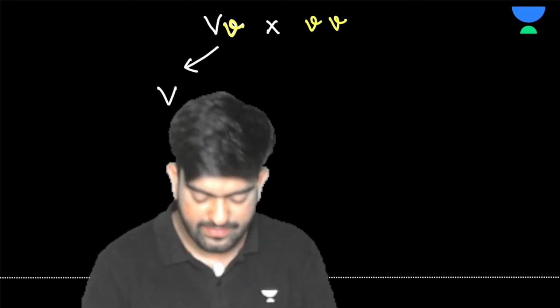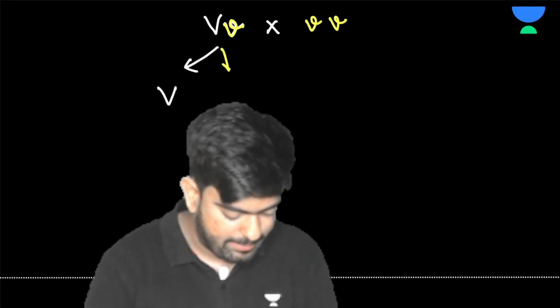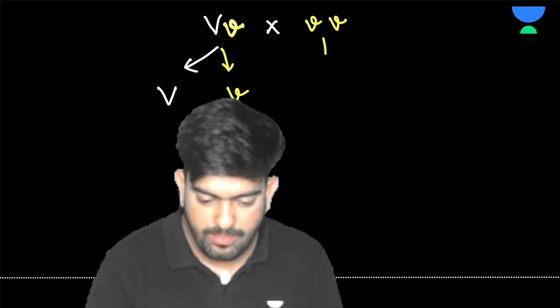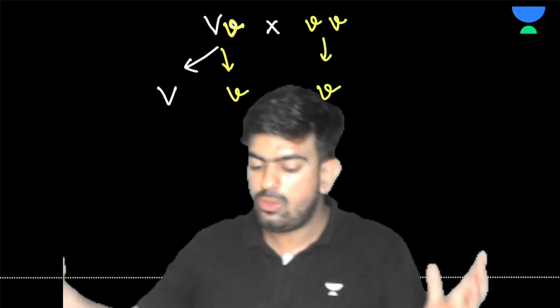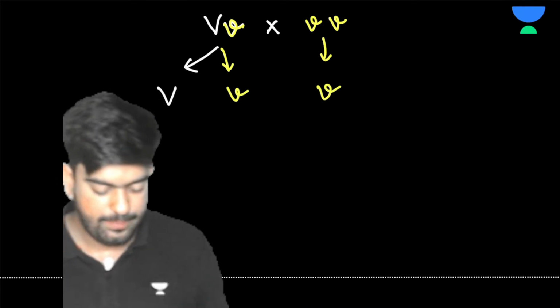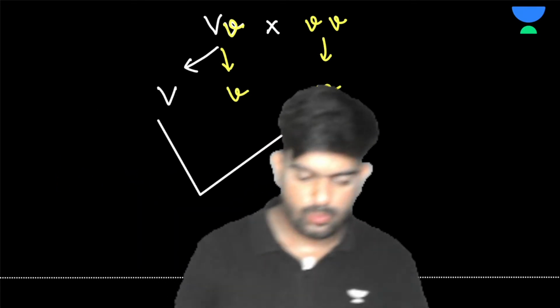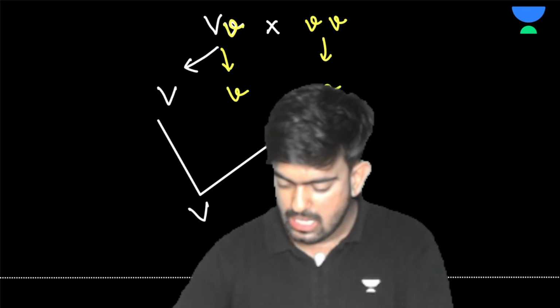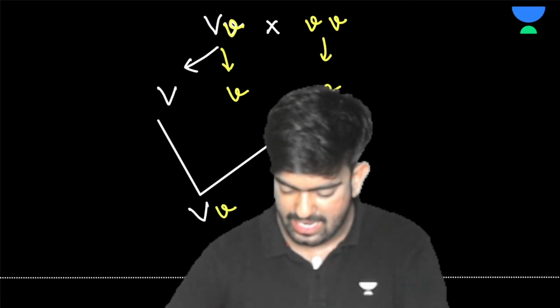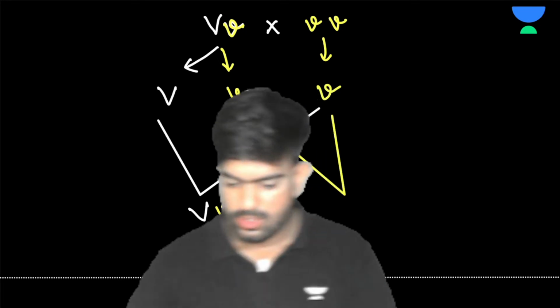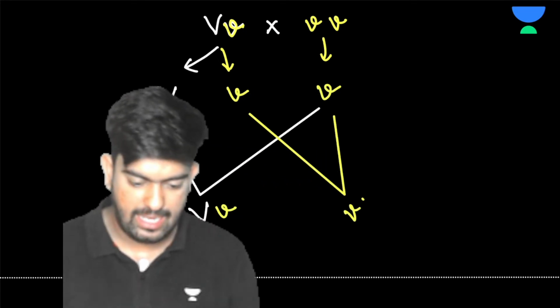So one gamete will have capital V, the other gamete will have small v, and from here we are going to get V no matter what. Then what, sir? Make this thing. What are we going to get? Capital V and small v. And what are we going to get? We are going to get small v and small v.